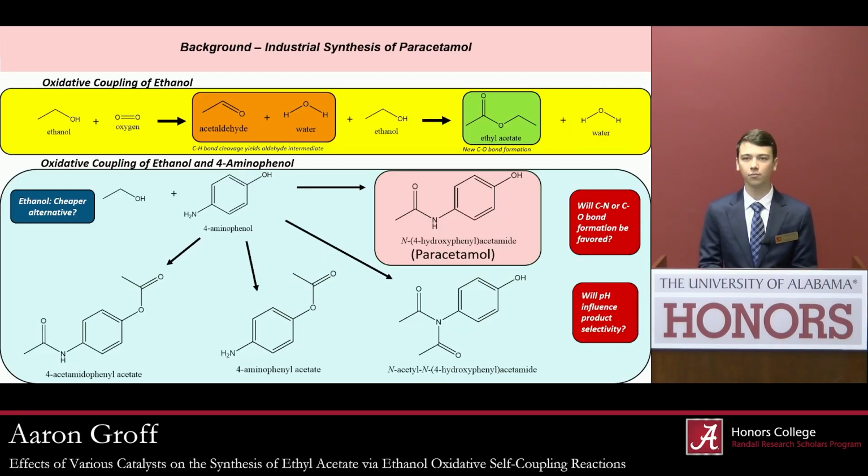However, as you can see in the blue, there's a couple problems with this, as there's a couple byproducts that we think might be formed instead. And we don't know if carbon-nitrogen or carbon-oxygen bond formation will be favored in this reaction. We want to determine whether the pH will influence the product selectivity, as well as our choice of catalyst. However, if we can synthesize paracetamol using this reaction, we think that ethanol could end up being a cheaper alternative to the acetic anhydride in synthesizing acetaminophen.